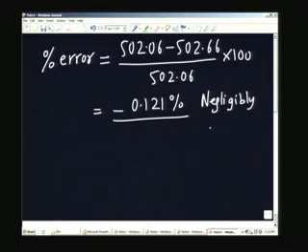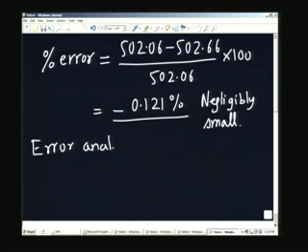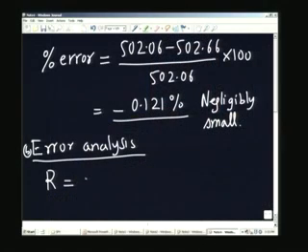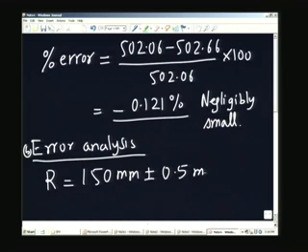The second part of the question concerns the analysis of errors. So, the next one is error analysis, which will actually complete the solution to the problem. This is actually part B. So, what are the errors due to? We know that the value of R which is measured. So, we have R is equal to 150 millimeters plus or minus 0.5 millimeters. This is one of the sources of the error.